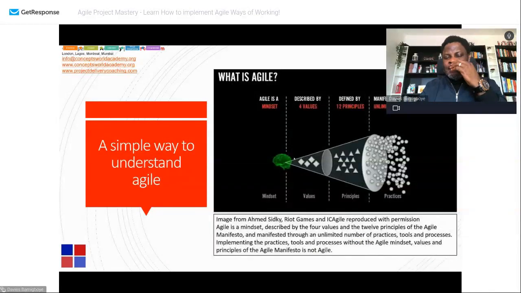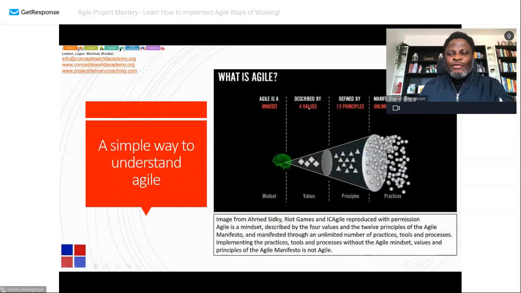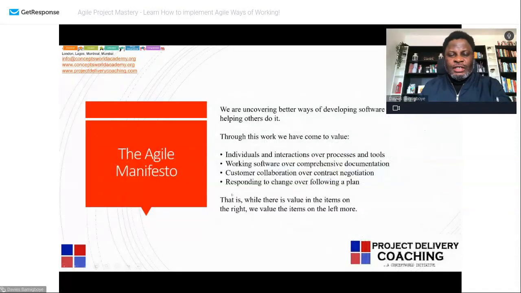So a simple way to understand Agile is this. See this image here says Agile is a mindset described by 4 values, defined by 12 principles, manifested through an unlimited number of practices. Very important. Agile is a mindset. What mindset? Adaptability and responding to change, right? And you have 4 values, the 4 values we spoke about earlier. These are the 4 values of Agile, the Agile Manifesto.